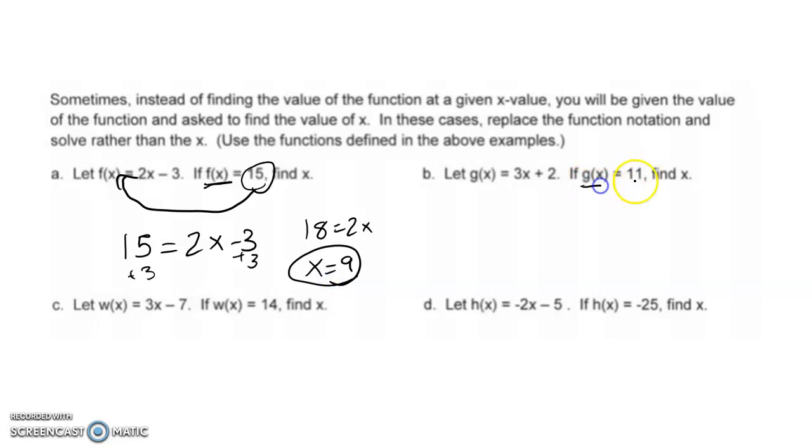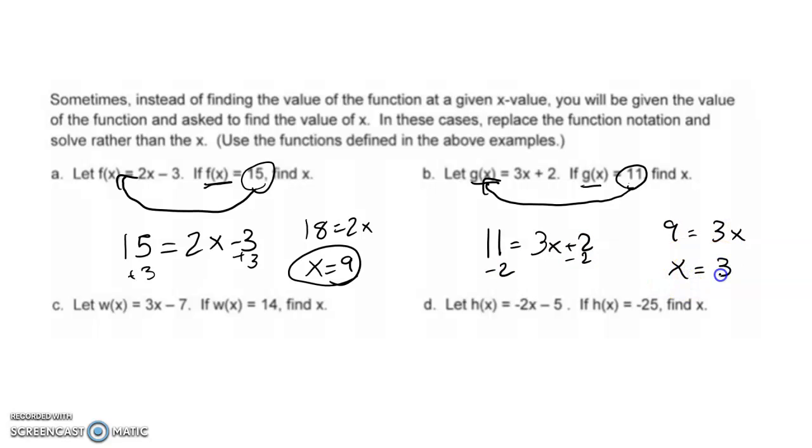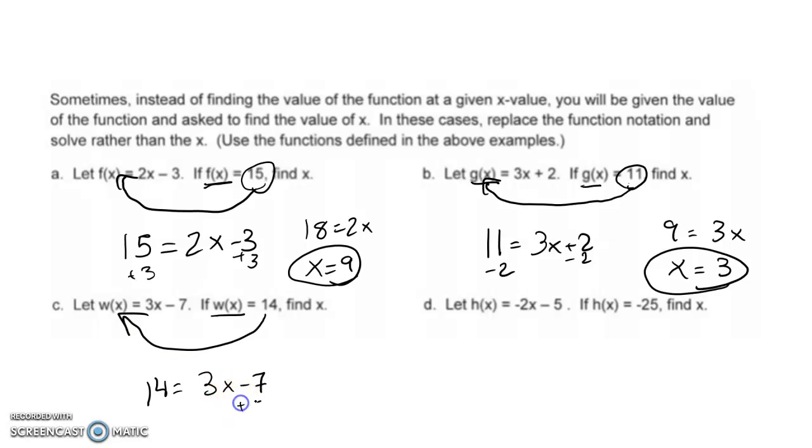This one right here, g of x equals 11. I take this 11, put it in for this g of x right here. Get 11 equals 3x plus 2. Solve it out, subtract the 2 over, 9 equals 3x. Divide by 3, you're going to get x equals 3. Same with this one. Take the w of x, plug the 14 in right there. 14 equals 3x minus 7. Solve the linear equation out. Plus 7, you're going to get 21 is equal to 3x. Divide by 3, x equals 7 for that, all right?